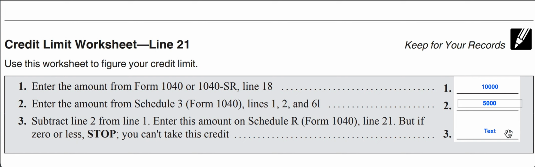From here, it's a pretty straightforward process. You take the difference between line 2 and line 1, and you enter that here. That is the amount that you would then enter on line 21 of your Schedule R. And then you compare that to line 20. You take the smaller amount of those two calculations, and that ends up being your saver's credit that you report on line 6O of your Schedule 3 on your Form 1040.